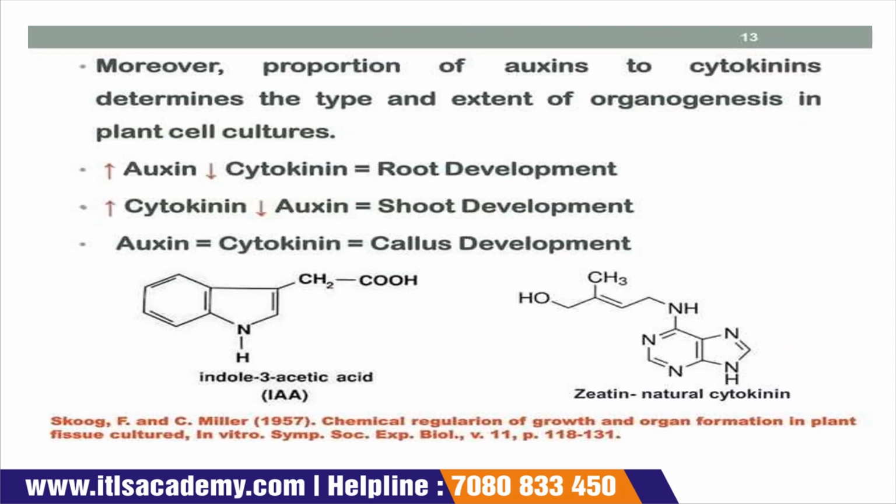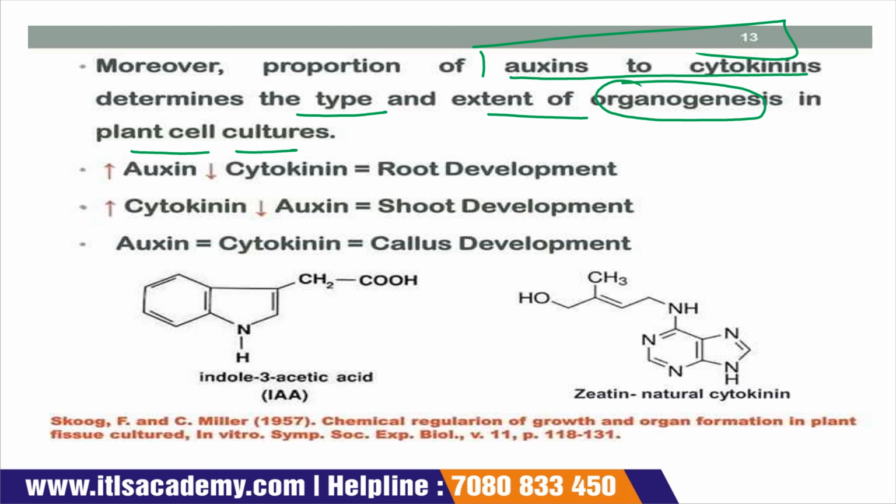Now the next one is, moreover, the proportion of auxins to cytokinin. It determines the type and extent of the organogenesis in a plant cell culture. The proportion of this auxin and cytokinin will determine the type and extent of organogenesis in plant tissue culture. Suppose we have a higher auxin and a lesser amount of cytokinin, then root will be developed.